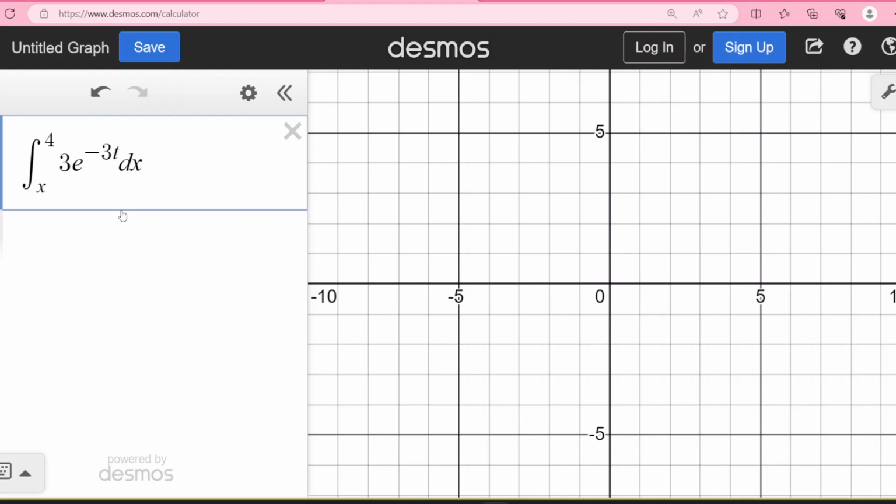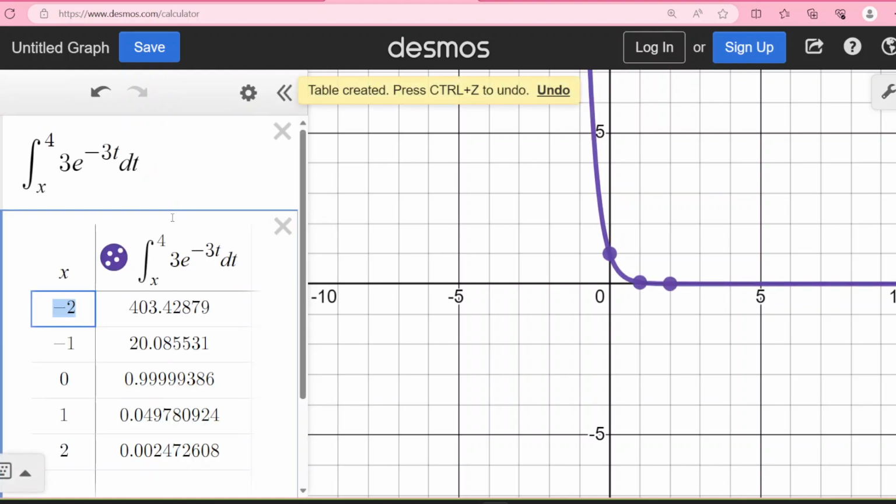Change these to t. I know this is different than what I was doing on paper, but I want to be able to make a table. The only way to make tables is if your input's x on Desmos. So I want to make a table and have x, just plug in bigger and bigger negative values for x. That way I'll be approaching negative infinity.